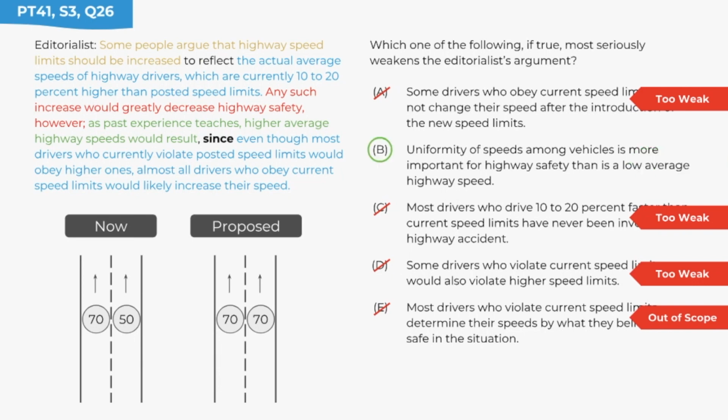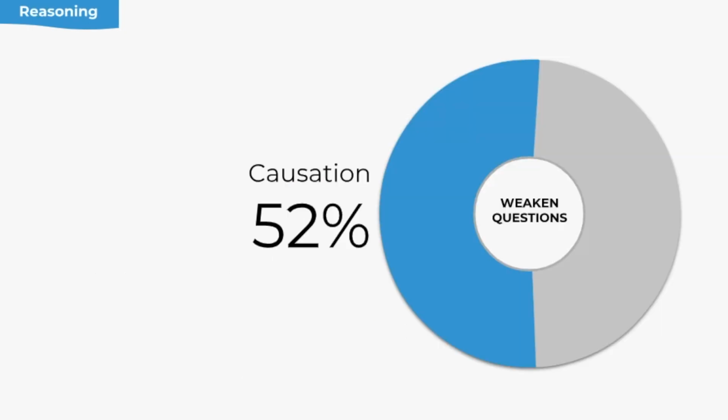So let's look at another reasoning structure. Let's look at the reasoning structure of causation, which is also a major player on weaken questions. 52% of all weaken questions involve some element of causation. So you want to be on the lookout for causal reasoning structures within the argument to help you get a better idea of what's wrong with the argument, what's the gap in its reasoning, so that you can point it out with the right answer.